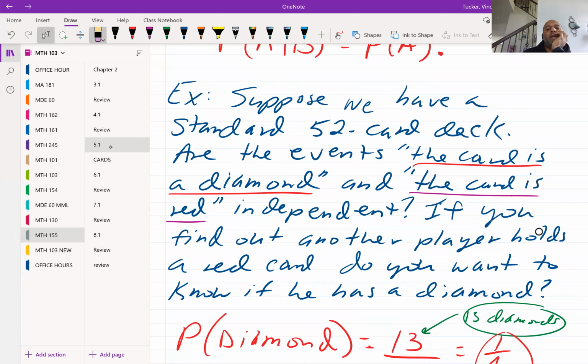All right, suppose we have a standard 52 card deck. Are the events, the card is a diamond and the card is red, independent? If you found out another player holds a red card, do you want to know if he has a diamond? So basically you want to check, are they independent?